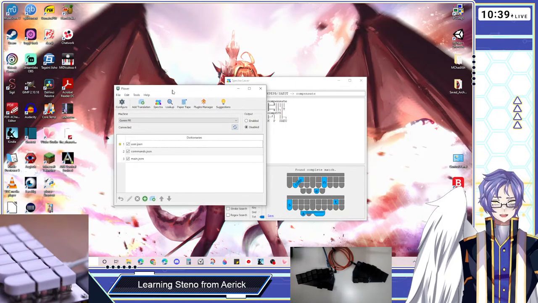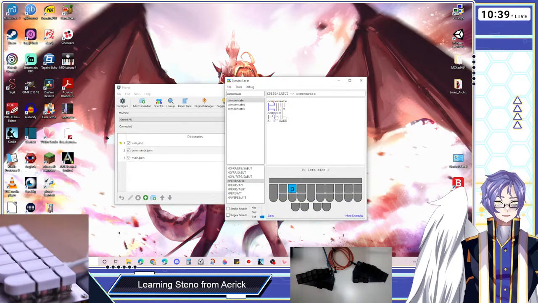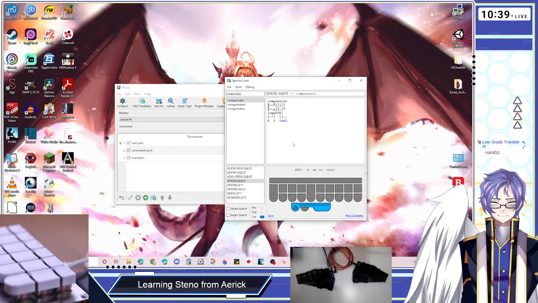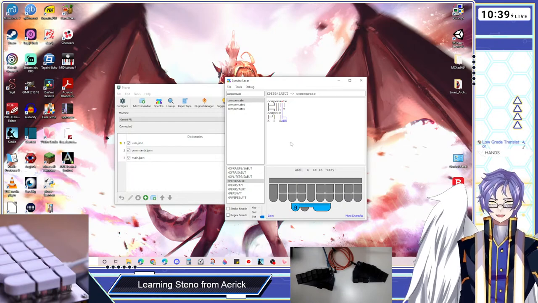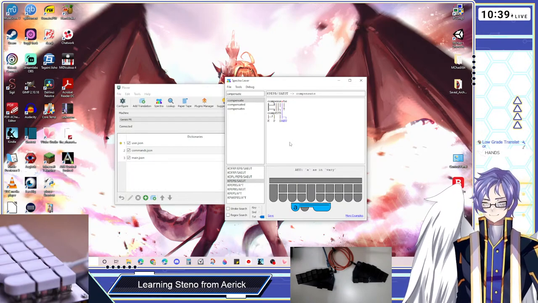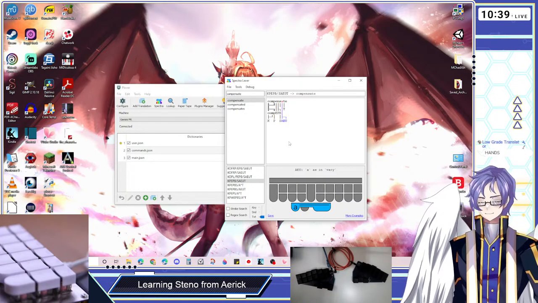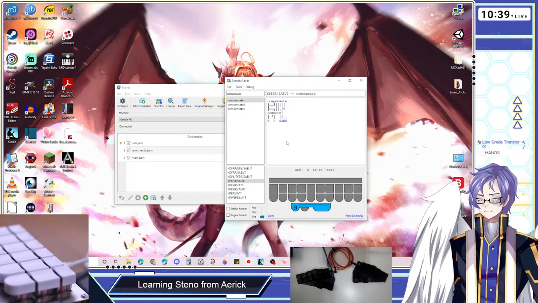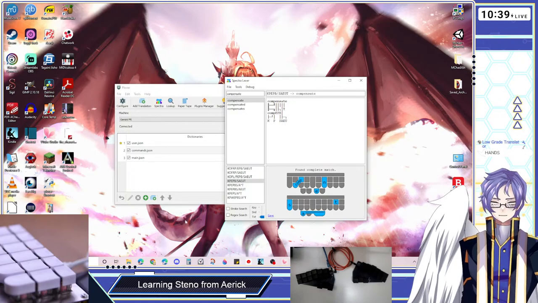Understand. Okay, so aside from the syllables itself, how about capitalization? How does that happen? Right, so special things like capitalization, punctuation, and symbols. They're all still used, they also use chords on the keyboard to write. But I'll just look at capitalization first.